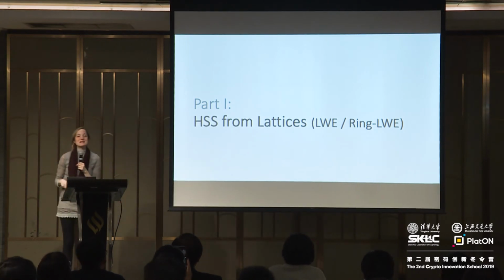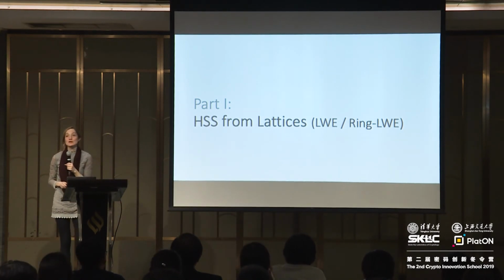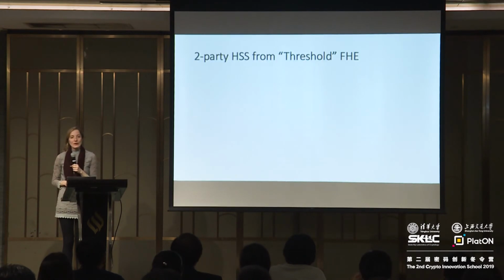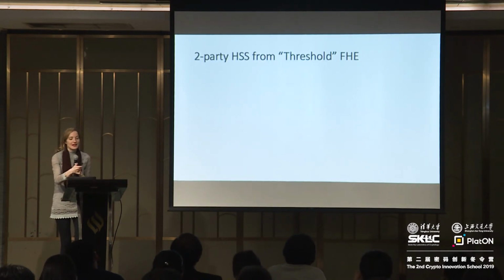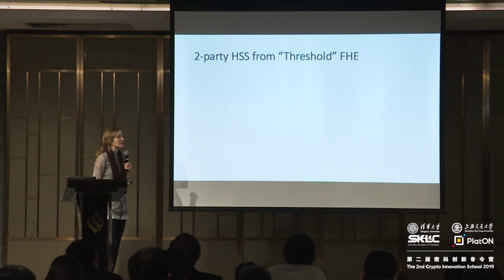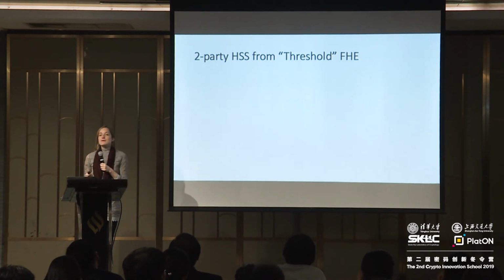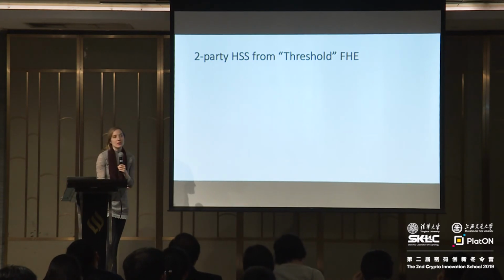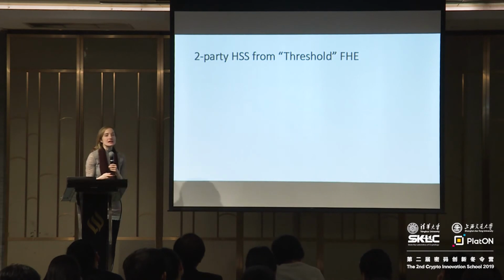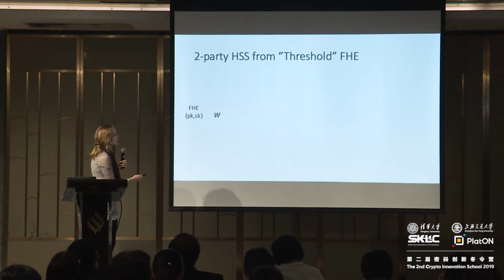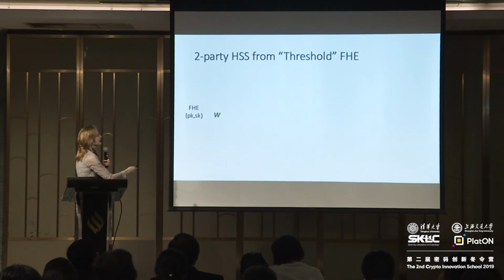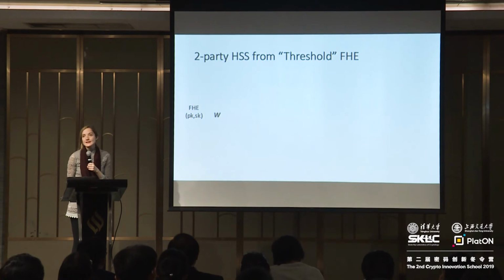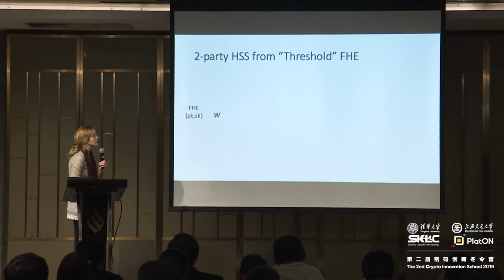I want to say some things about homomorphic secret sharing constructions from lattices. Okay, so the first thing to mention, it came up in a question, is that if you have a fully homomorphic encryption scheme where the decryption procedure has a particular useful structure, let me describe this a little bit. But if you have such a thing, then this gives you homomorphic secret sharing already for two parties.